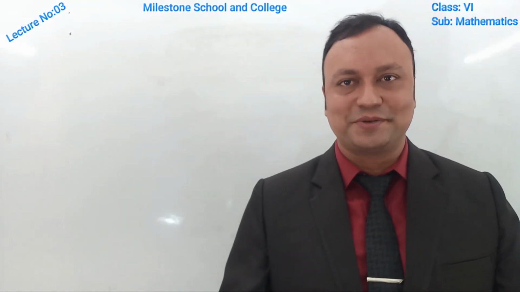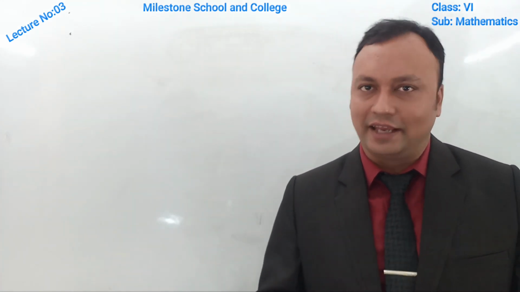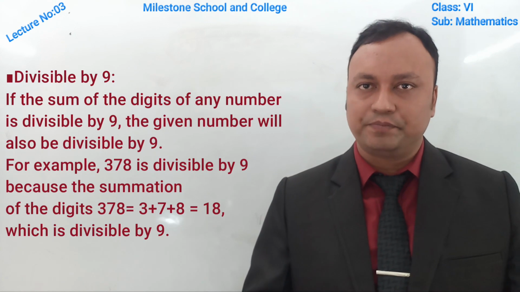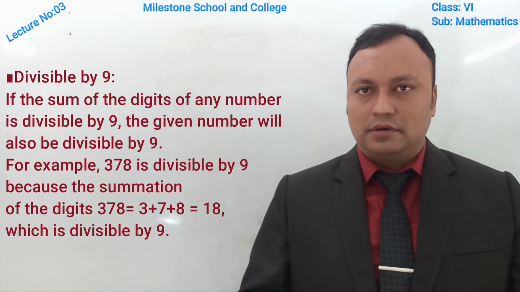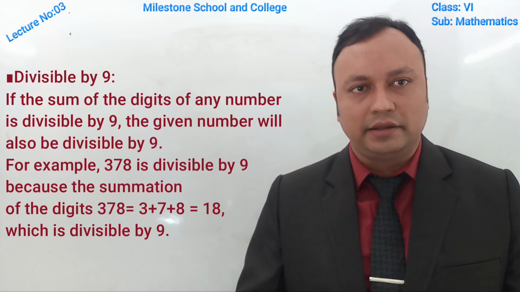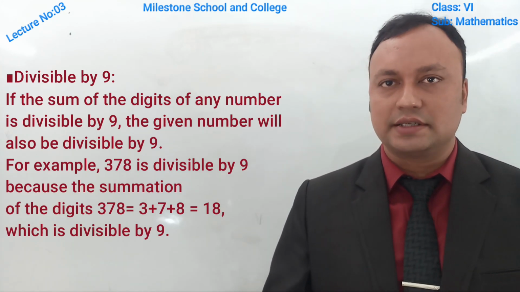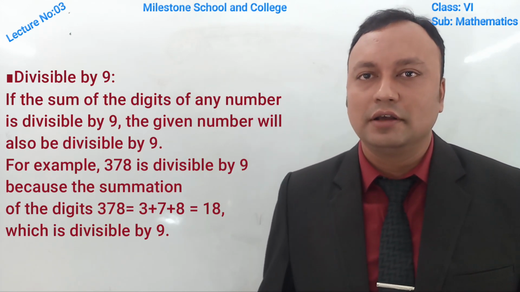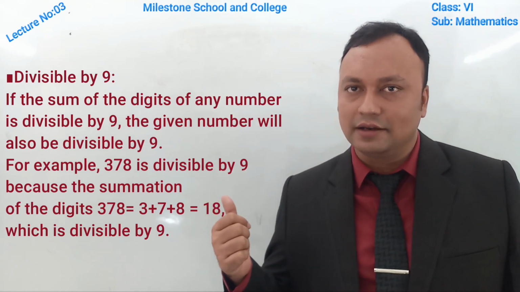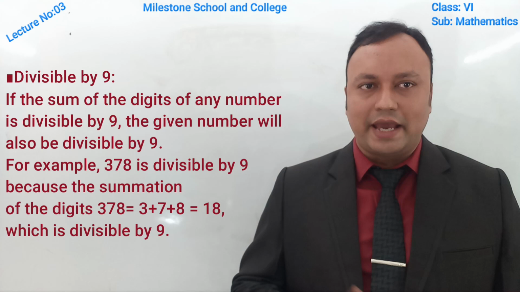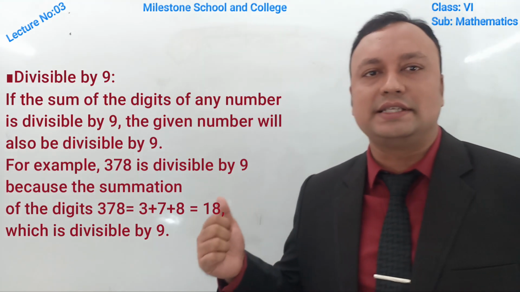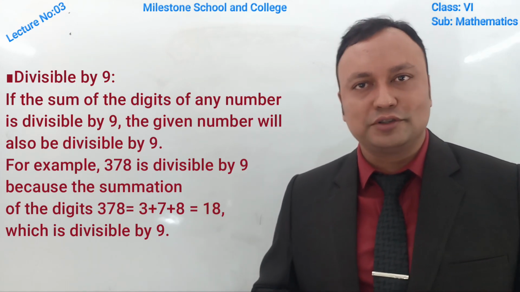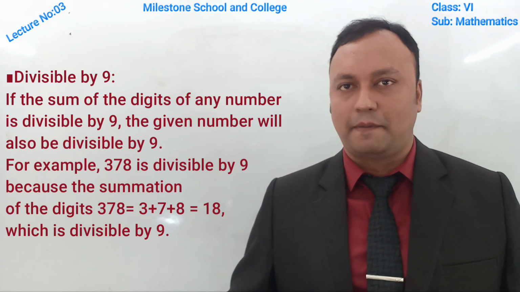Now the last one, my dear students, divisible by 9. This one is the same as 3. How? The divisibility by 9 is, if the sum of the digits of any number is divisible by 9, the given number will also be divisible by 9. Again I am saying, if the sum of the digits of any number is divisible by 9, the given number will also be divisible by 9.